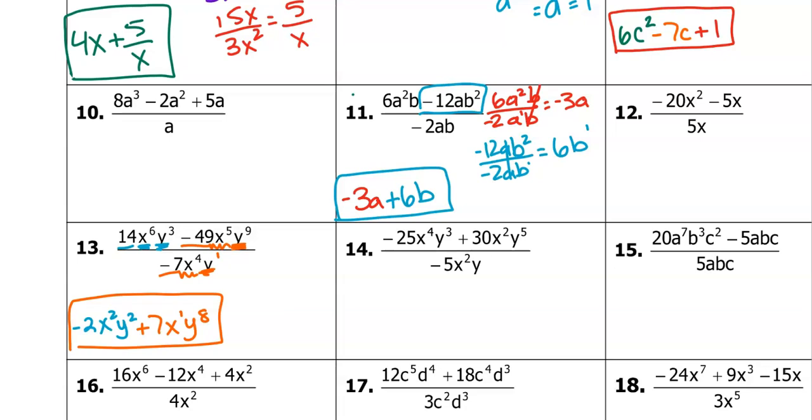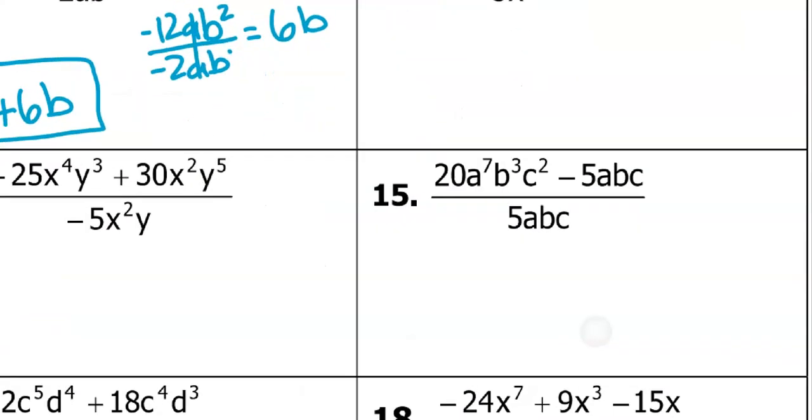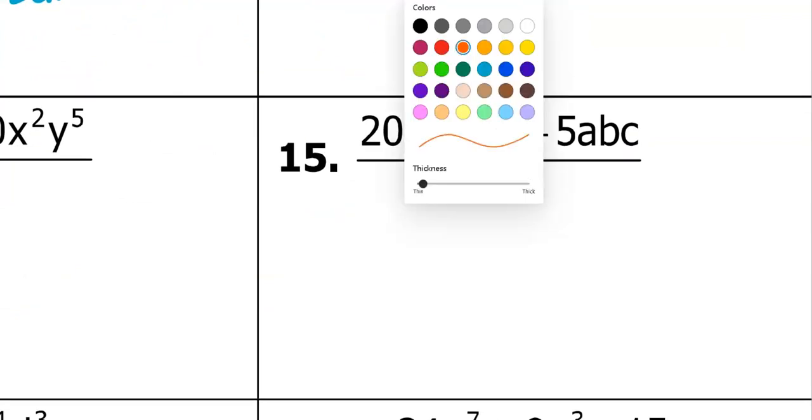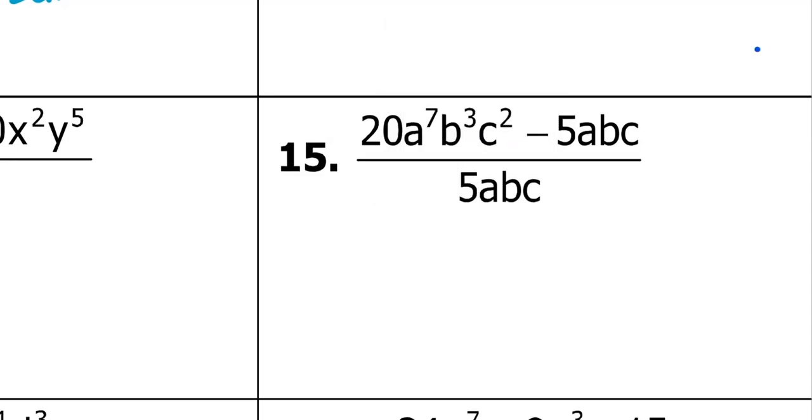Feeling good? Are we feeling better? I'll do that. I'll ask that question. Better. Okay. Here we go. 15. ABC. Yep. Easy as. There you go.